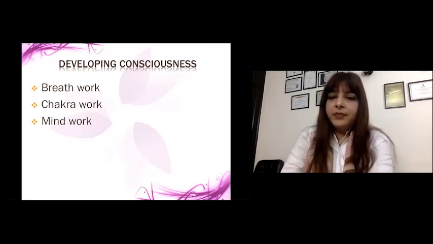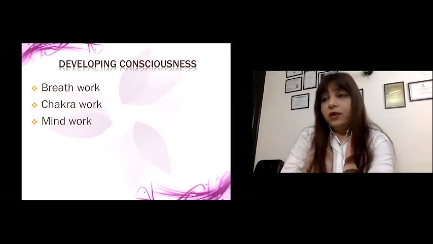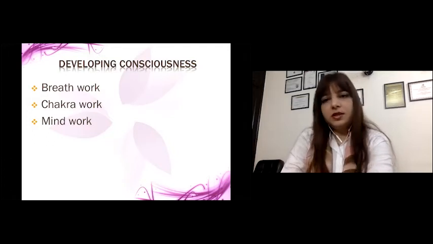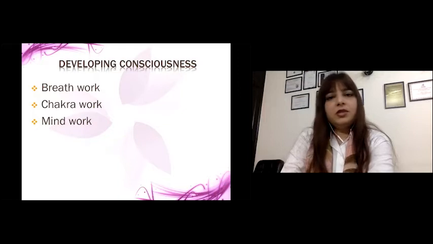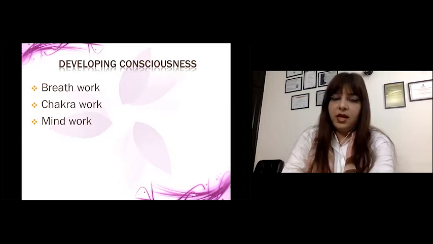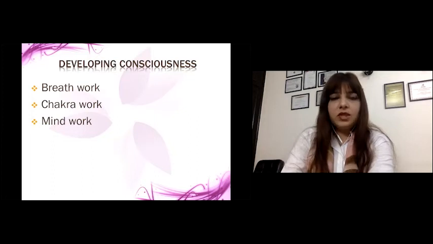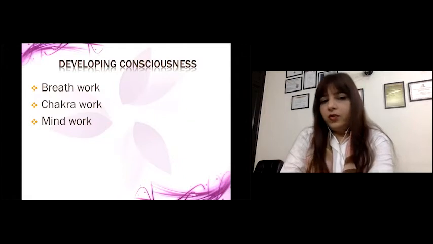Next is chakra work. I don't know how many of you have heard this term chakra before, but chakras are energy centers in our body. There are seven major chakras, and these are linked to seven major endocrine glands in our body. When cosmic energy is received by the chakras, they provide that energy to our endocrine glands, and that is how our body functions in an effective way. So when we work upon chakras, we can resolve many issues.